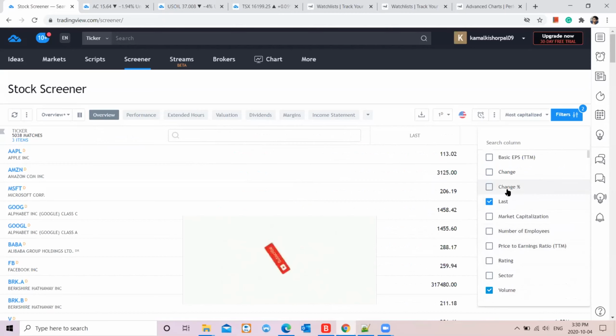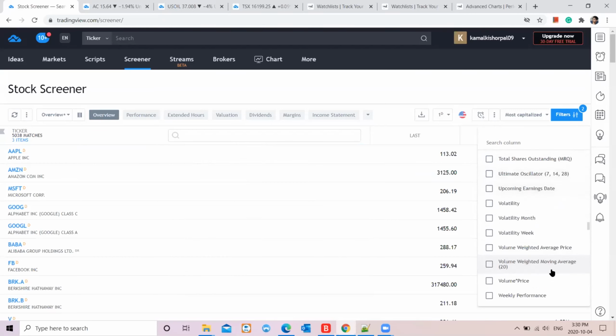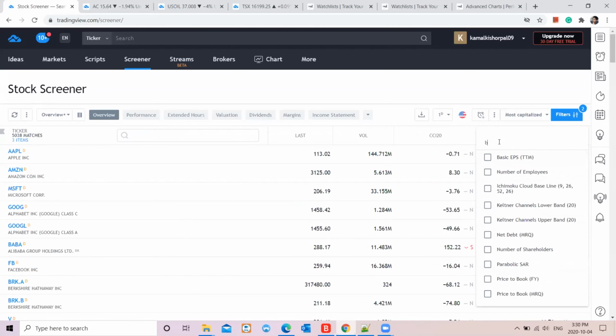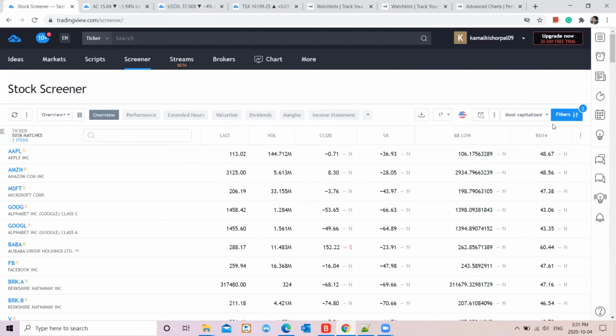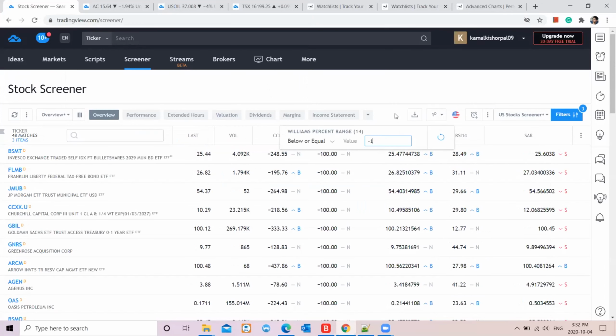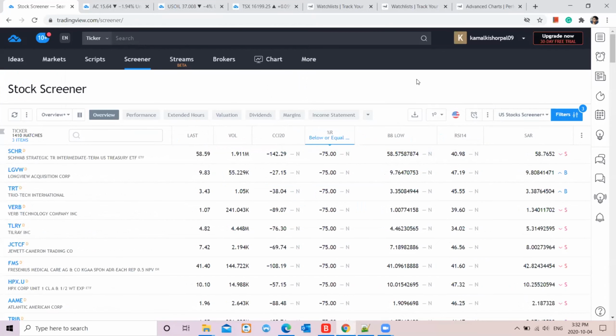CCI. Did it work? Just go and search on top now. Parabolic SAR and RSI and SAR. Why don't you save this first, with a different name? On the most capitalized, save screen as. -75. There were still stocks. CCI.